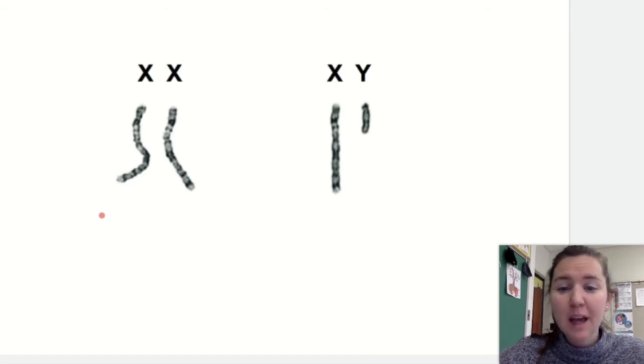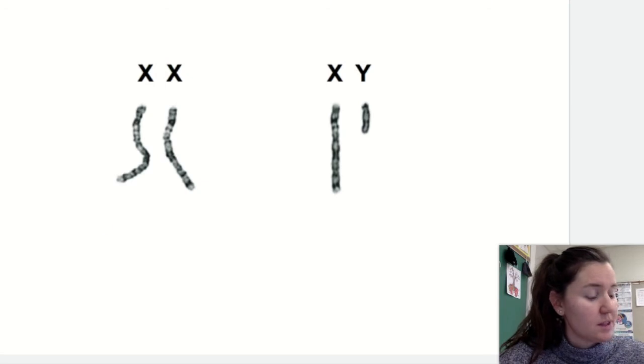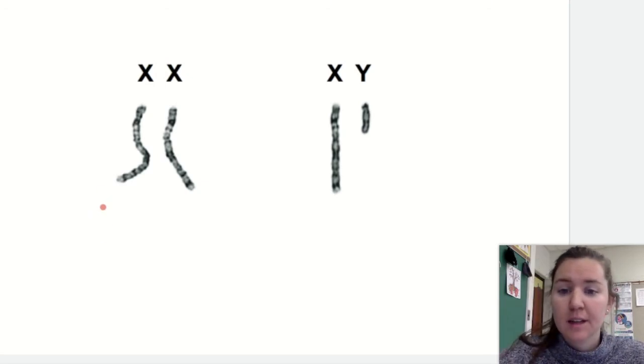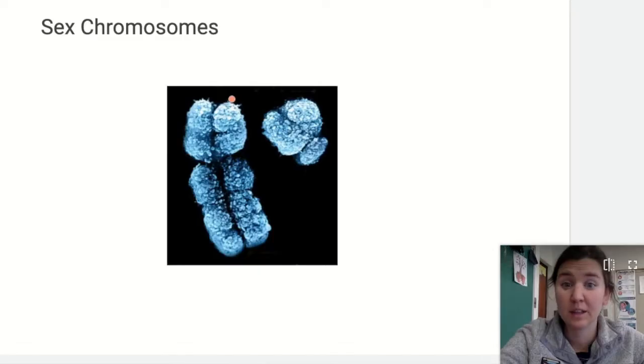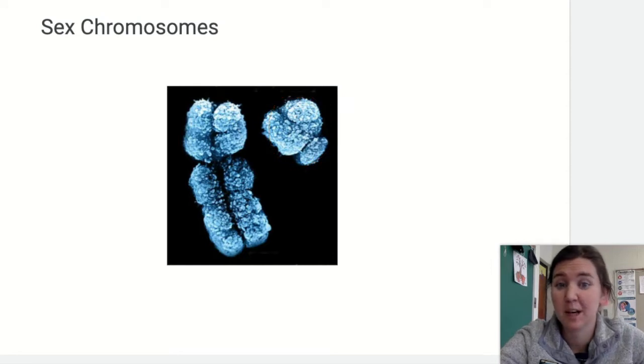So, with the sex chromosomes, XX chromosomes are for biologically female, and XY chromosomes, biologically male. Now, as you can see, this X chromosome here is a lot larger than the Y chromosome. And so because of that, the X chromosome has a lot more genes on it than the Y chromosome.